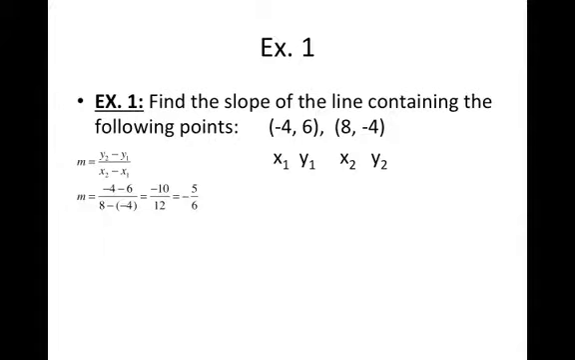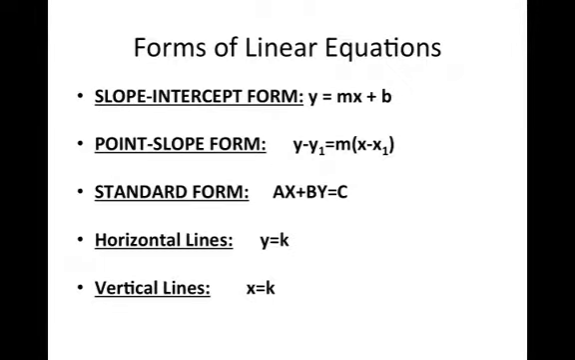Slope is y2 minus y1, so -4 minus 6 over x2 minus x1. So 8 minus -4. Be careful there with the minus -4, because that's going to be plus 4. So you end up with -10 on top, 12 on bottom, and that fraction reduces down to be -5/6. So your slope is -5/6.